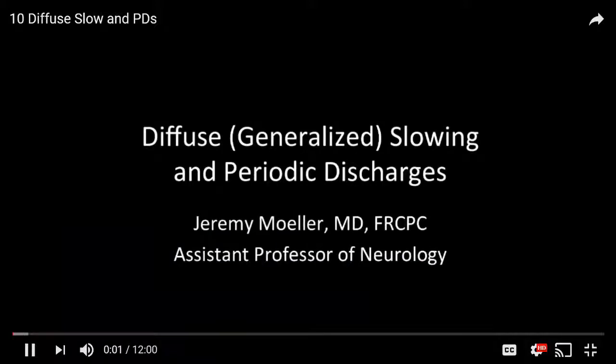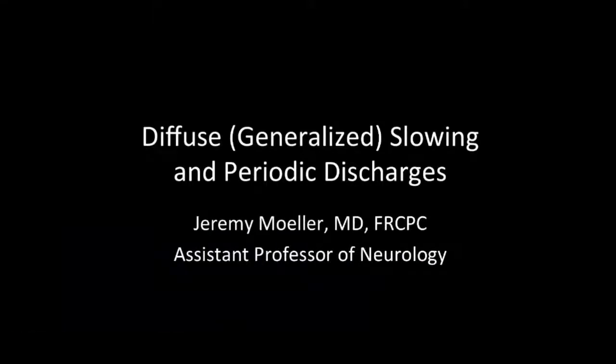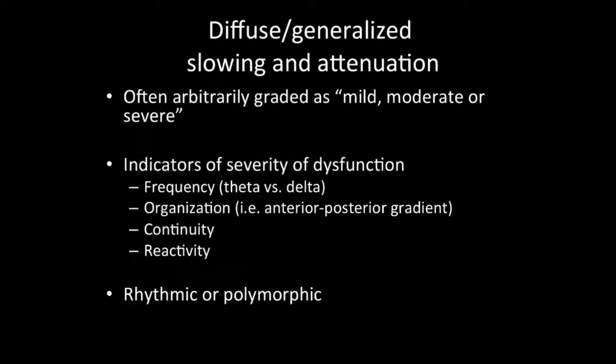In this video, we will review diffuse or generalized slowing or disruption of the background, as well as periodic discharges. Diffuse or generalized slowing and attenuation is often arbitrarily graded as mild, moderate, or severe. However, there are no standardized grading systems to determine these degrees of severity. Rather, each encephalographer uses his or her own internal criteria to determine the severity of the disruption of the background rhythm.